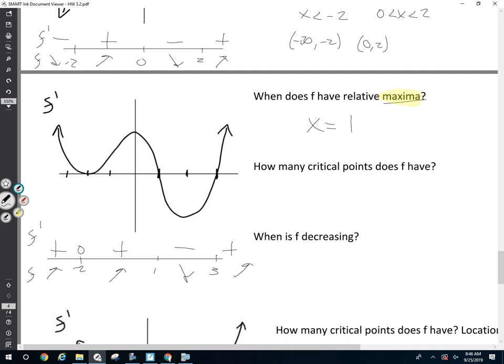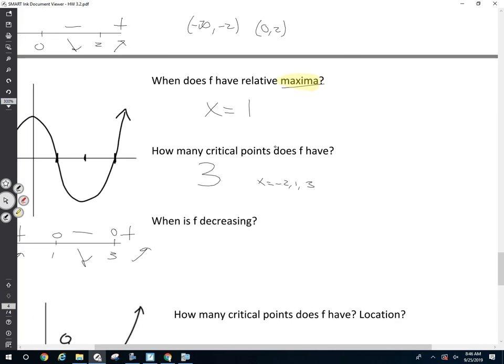How many critical points do I have? Remember, critical points are when we have a 0 for a derivative or an undefined derivative. So right here, and right here, all 3 are critical points. But -2 would not be considered an extrema. So I have 3 critical points. I only have 2 extrema.